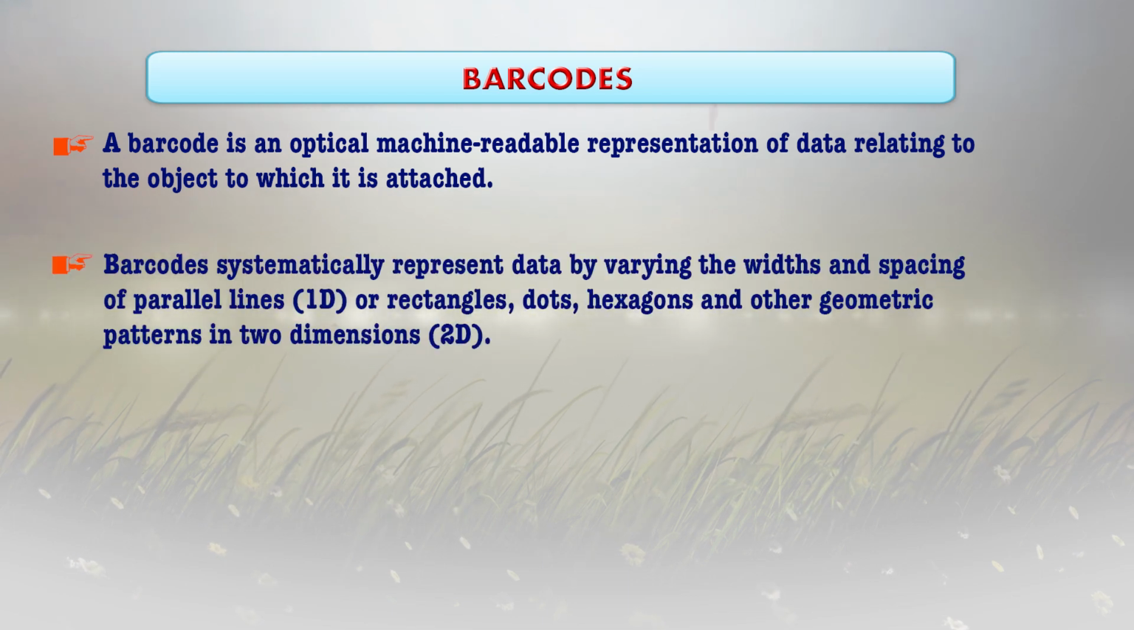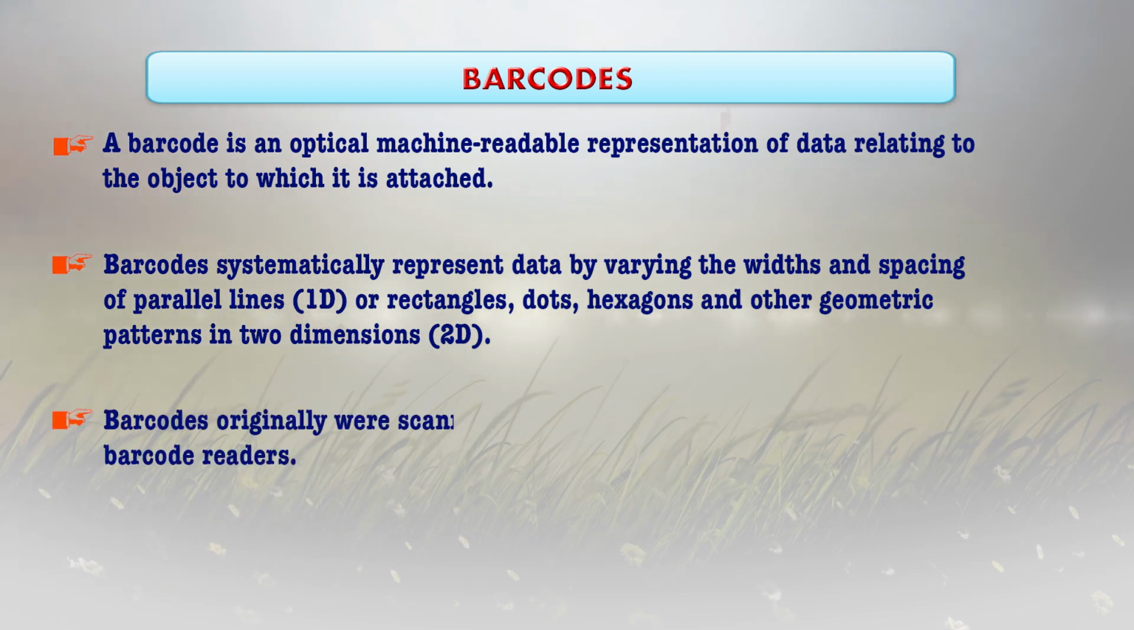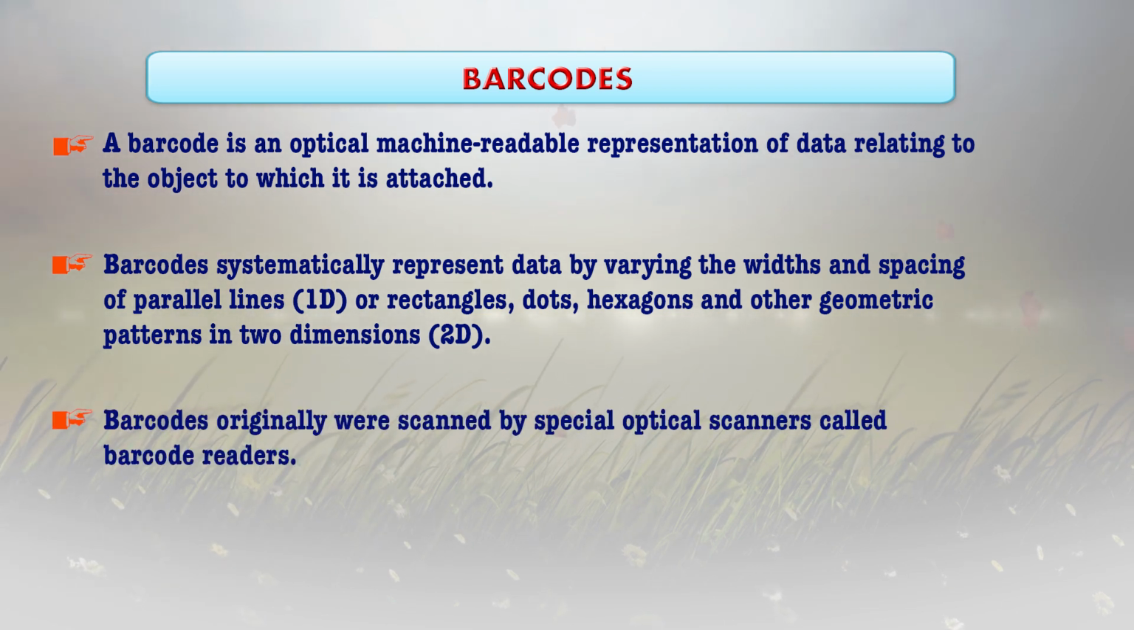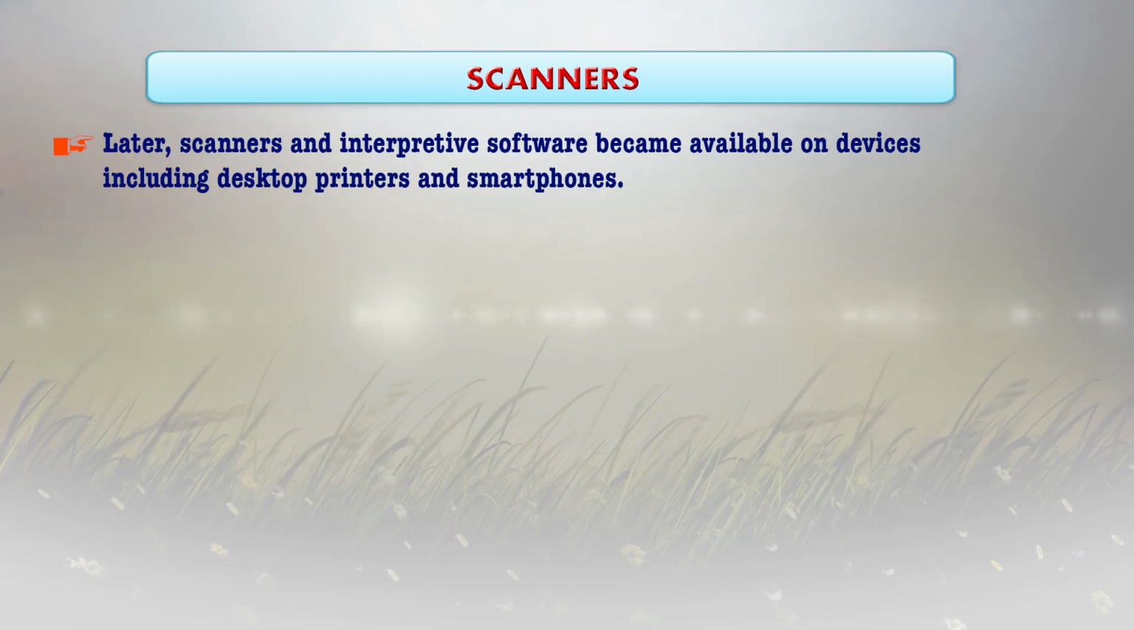Barcodes normally represent data systematically by varying the width as well as the spacing of parallel lines, or rectangles, sometimes dots, hexagons and other geometric patterns in two dimensions. Barcodes were originally scanned by special optical scanners, normally known as barcode readers. Later, these scanners and the interpretive software became available on devices like desktop printers and smartphones.